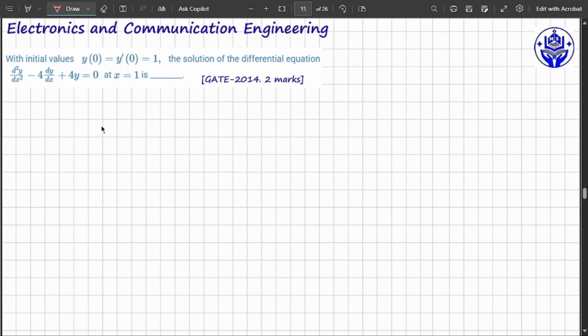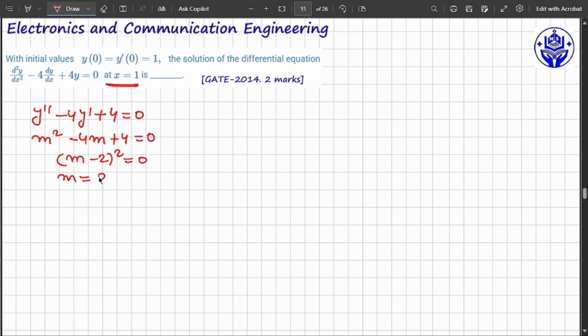Now the next question is related to an initial value problem. This is y of 0 is equal to y0 and y dash of 0 is equal to 1. These are the initial conditions given here. Then what is the value of the solution at x is equal to 1? So we have the differential equation y double dash minus 4 y dash plus 4 is equal to 0, and the auxiliary equation is m square minus 4m plus 4 is equal to 0. This is nothing but m minus 2 whole square is equal to 0. So it has two repeated roots.